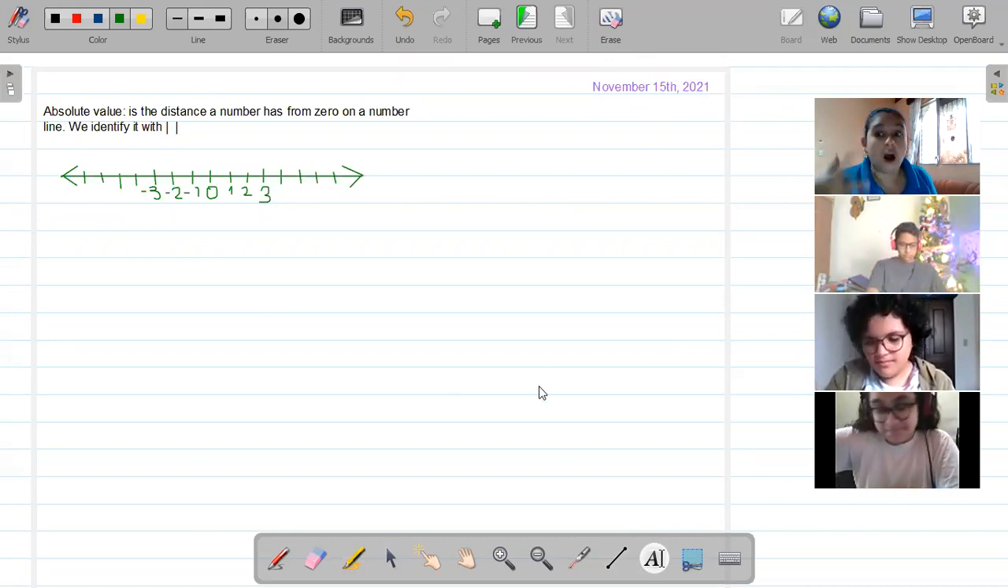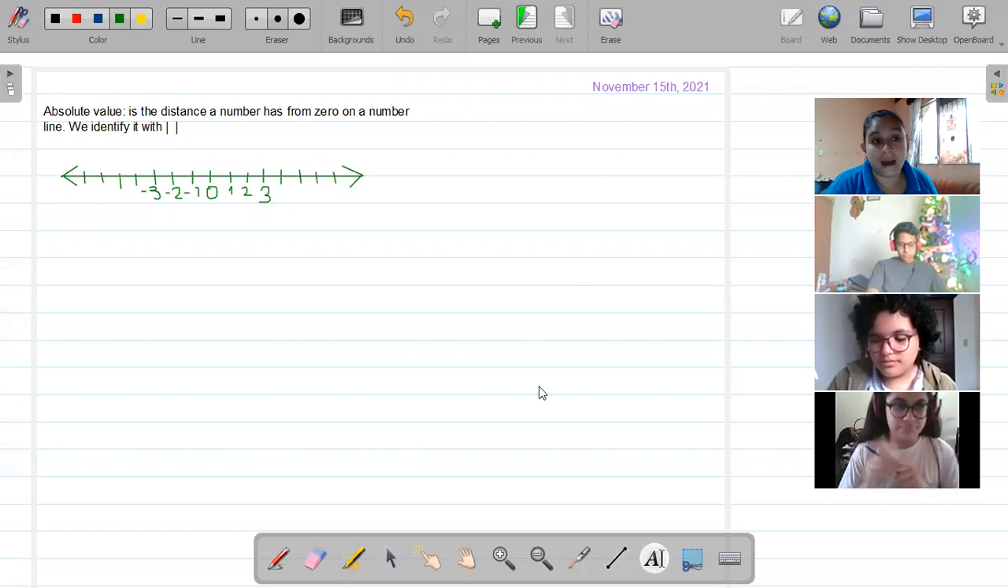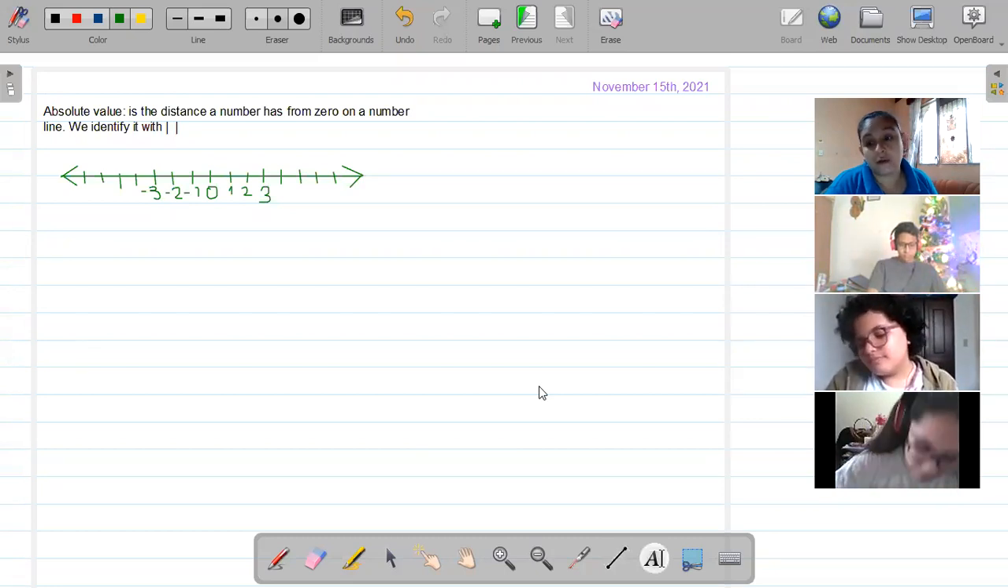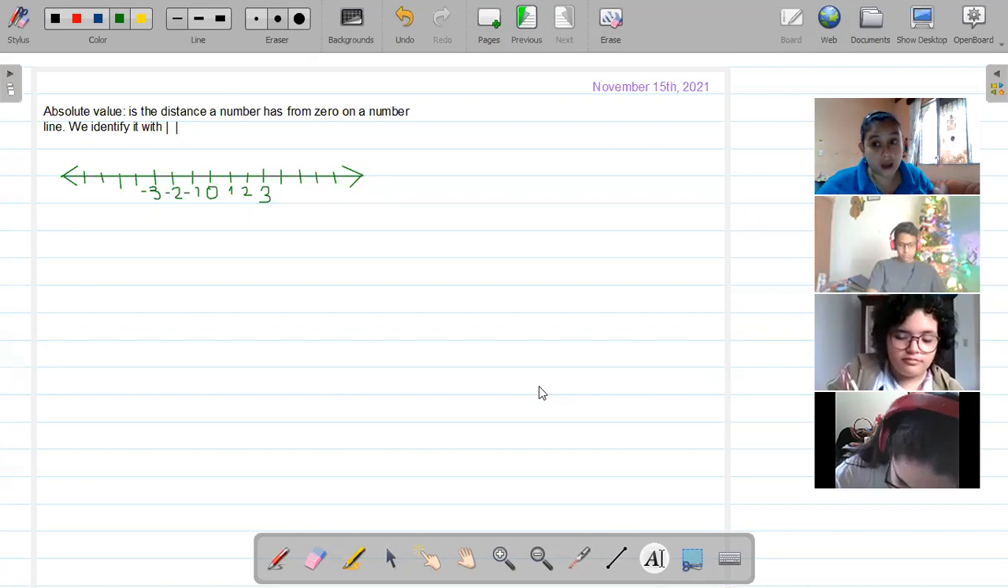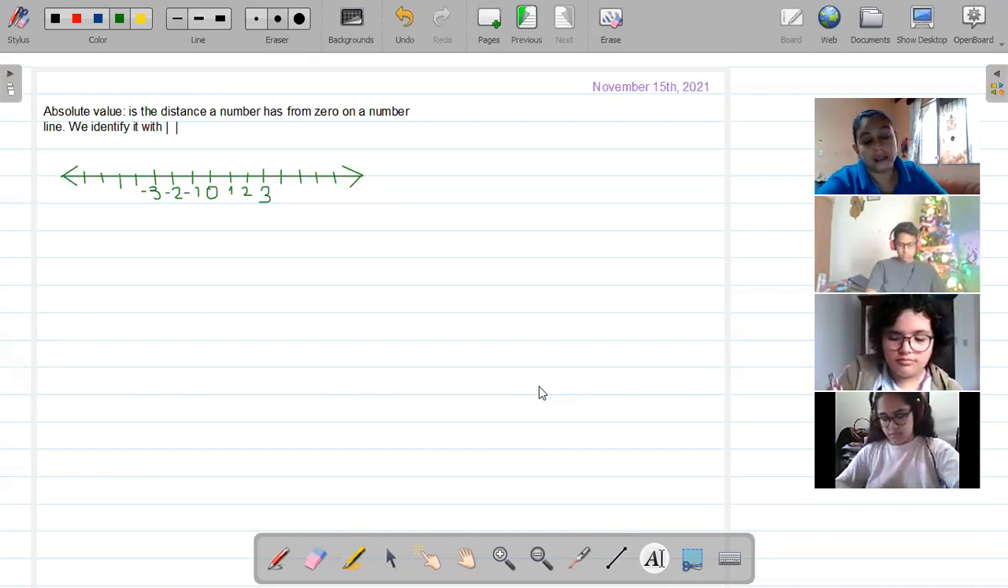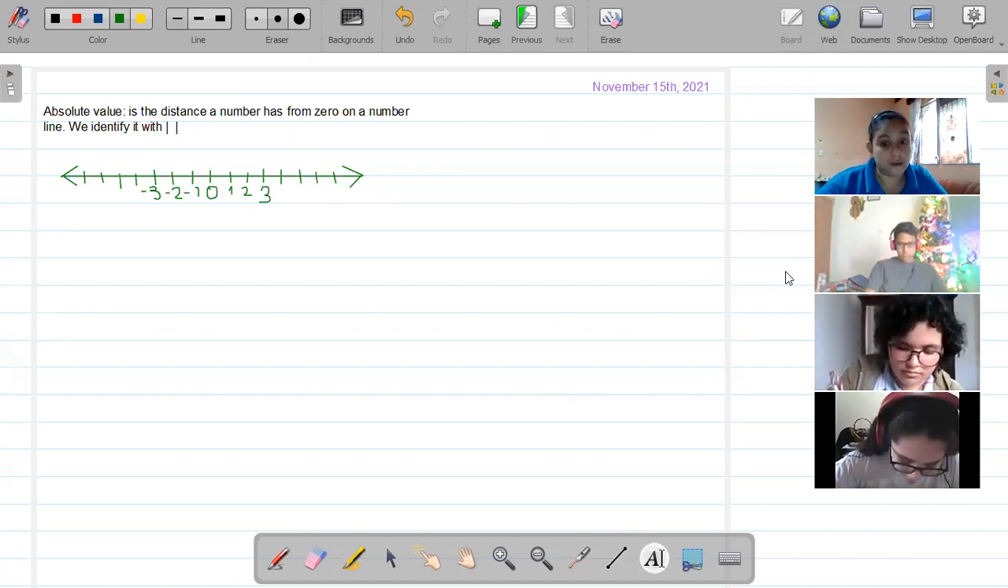So let's recall a definition that we saw already on our first partial. Absolute value. What is the absolute value? Absolute value is the distance a number has from 0 on a number line. We identify it with those two little lines. We usually say that the absolute value is positive, okay? It is a positive number.